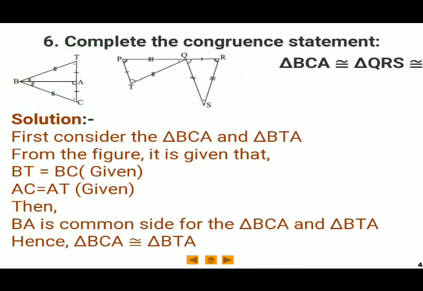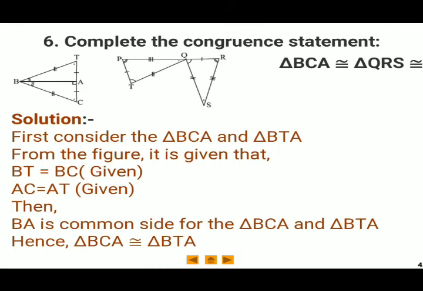So from the figure it is given that BT is equal to BC. Here you can see that BT and BC, these two marks are equal. That means these two sides are equal, which are already given in the figure. So you have to write that down first. After that you can observe that AC, this marking and this marking are equal. That means these two sides are equal. So you have to write down that AC is equal to AT. All these are given in the figure, you can observe it.